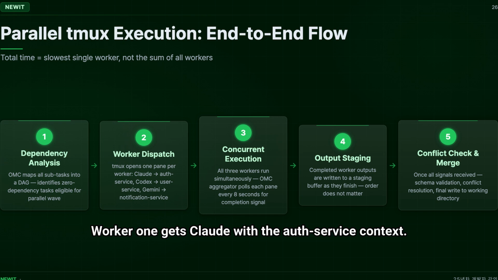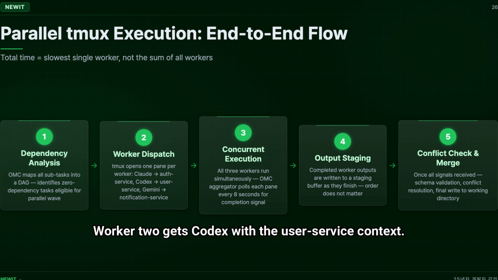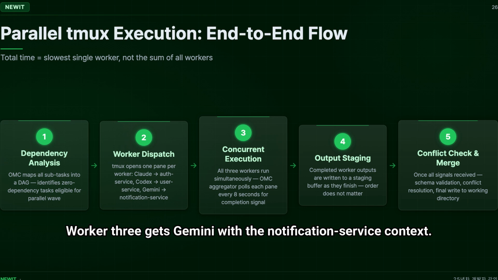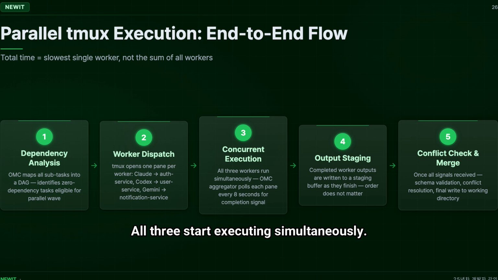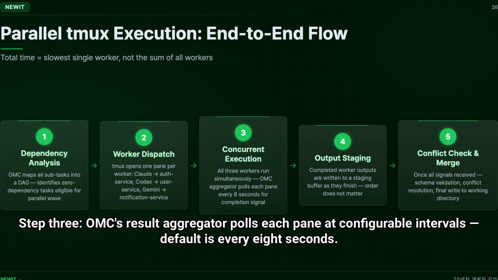Step 2 opens three panes. Worker 1 gets Claude with the auth service context. Worker 2 gets Codex with the user service context. Worker 3 gets Gemini with the notification service context. All three start executing simultaneously. Step 3, OMC's result aggregator polls each pane at configurable intervals. Default is every 8 seconds.